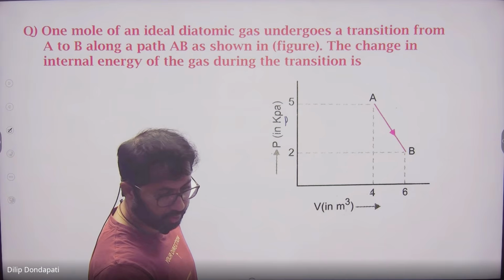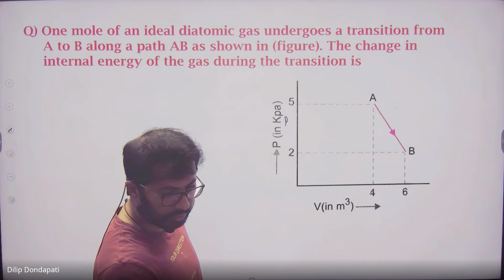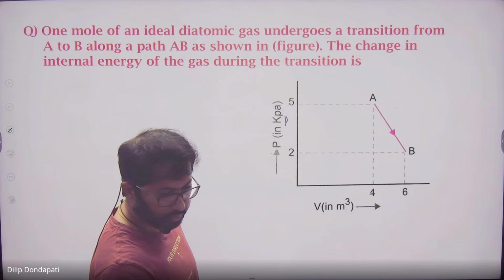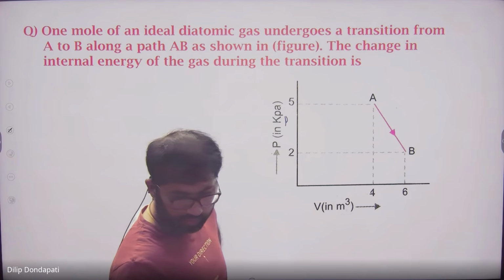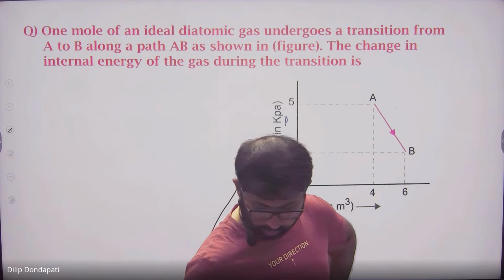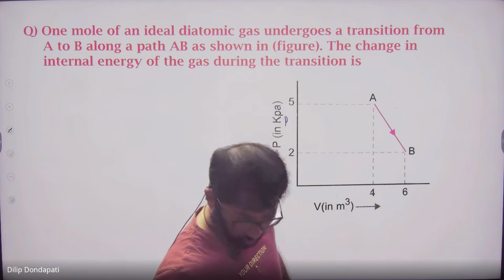Sir, how do I convert? One second. You know kilo is 10 cube. Sir, yeah, sir, minus 20. Yes, minus 20 is the answer. Yes, I got it. Okay. Next.